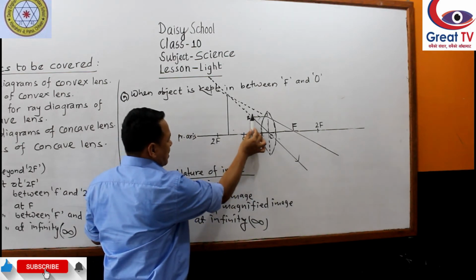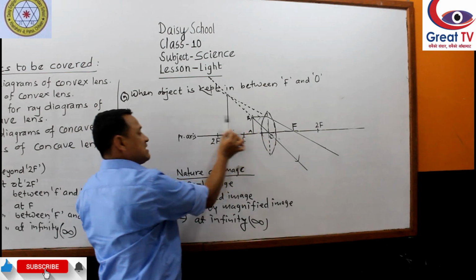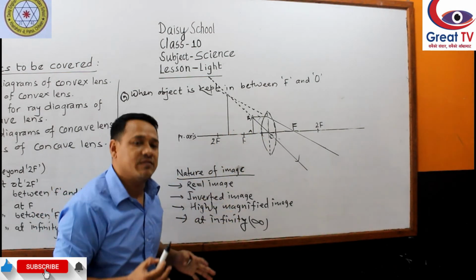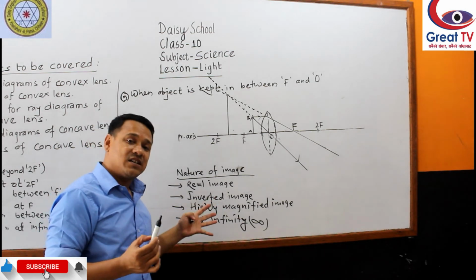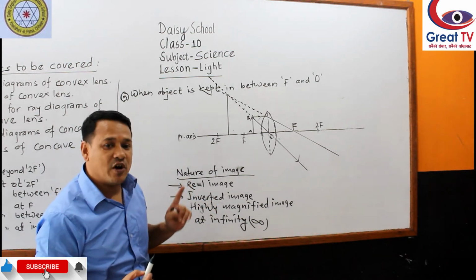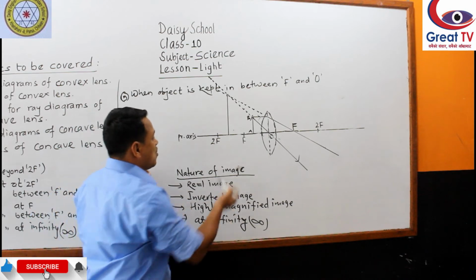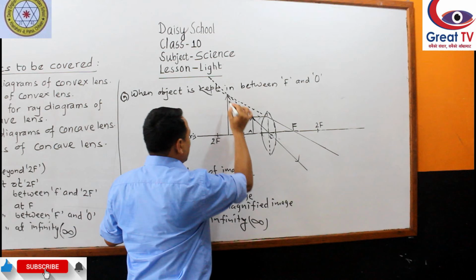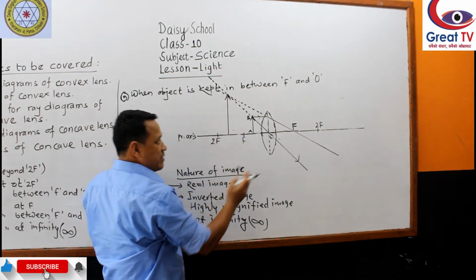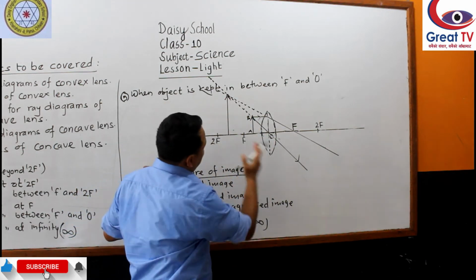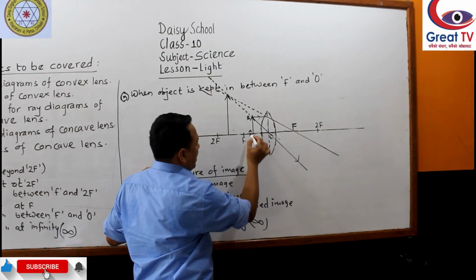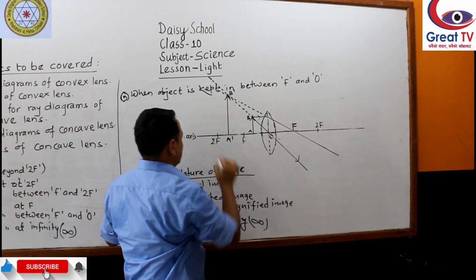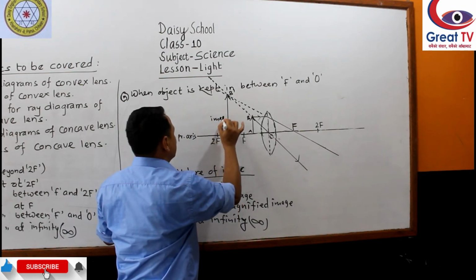Here is the object, here is the image. Both are on the same side of the lens. If both object and image are on the same side of the lens, then what type of image is that? That is a virtual image, and a virtual image is always erect. So the arrow points upward, here also arrow up, because it is a virtual image. It is formed on the same side as the object. So A, B here, then we can write A dash, B dash here. So this is the image.